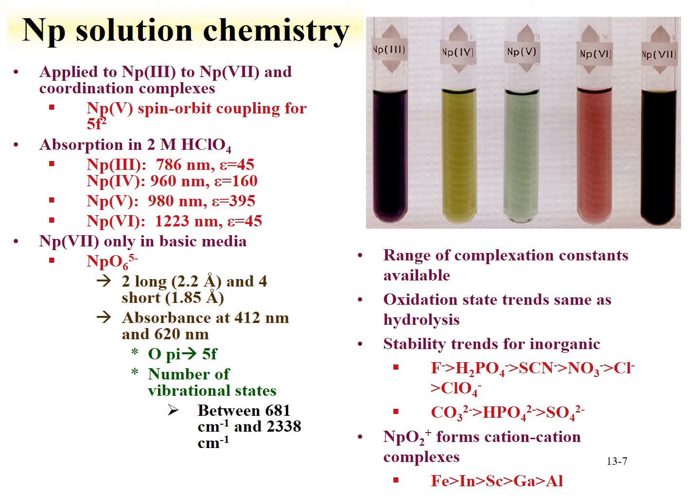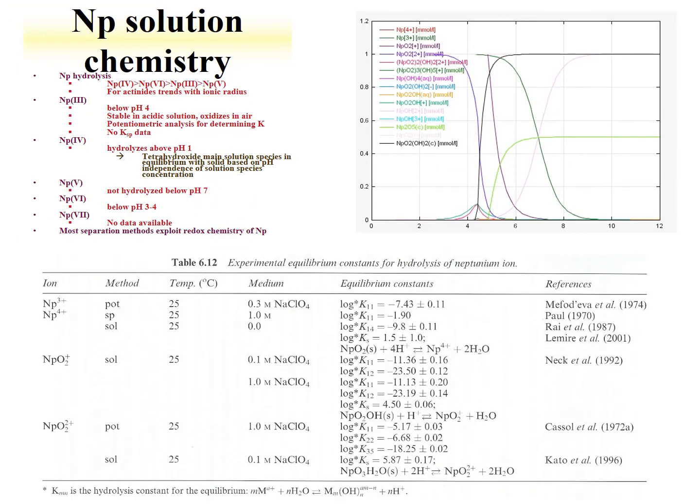And as we discussed with uranium, neptunium can also form cation-cation interactions where the oxygen from neptunium can coordinate with metals listed here, going in strength from iron down to aluminum. The neptunium solution chemistry can also be explored through hydrolysis. The hydrolysis preference is the same as for uranium, where the tetravalent has the greatest propensity to hydrolyze, the pentavalent the least.